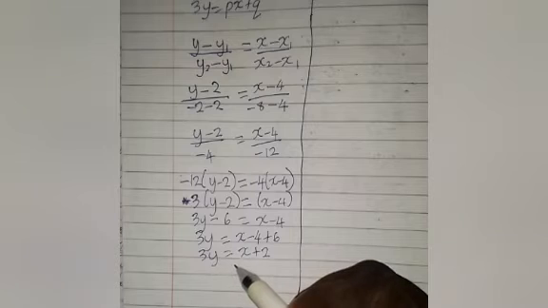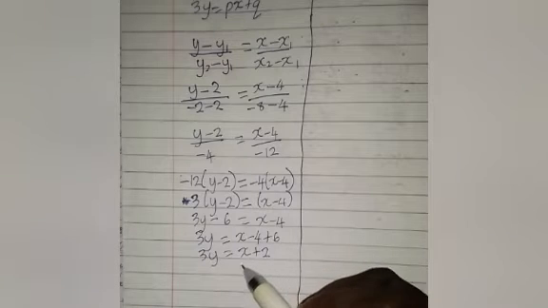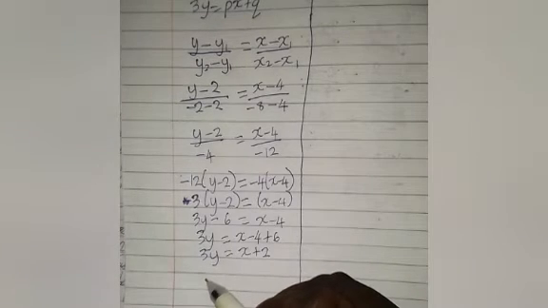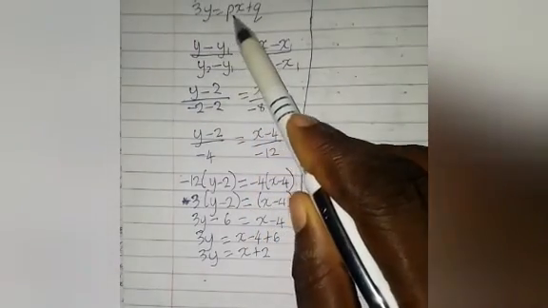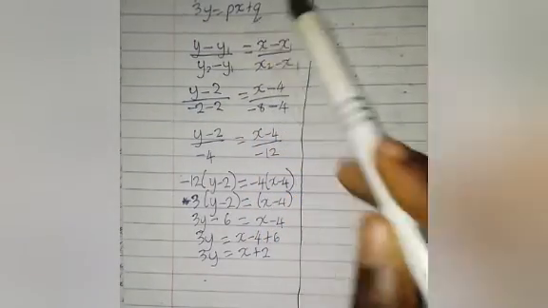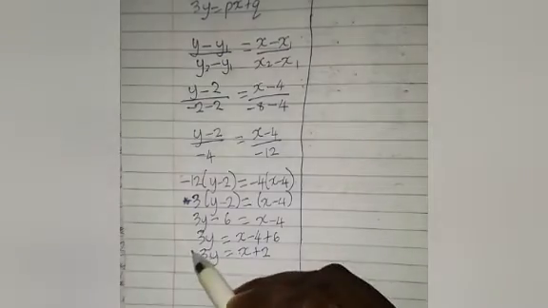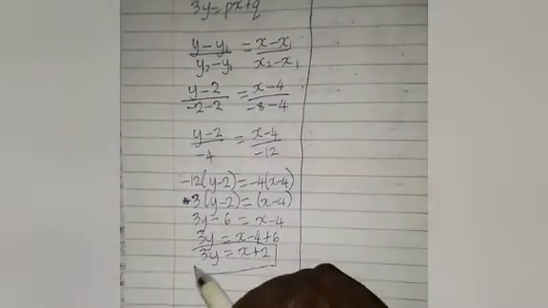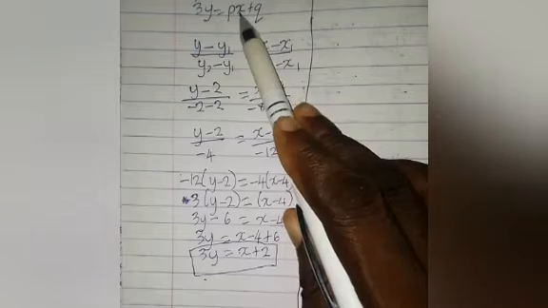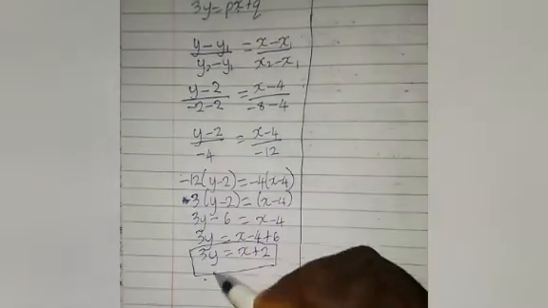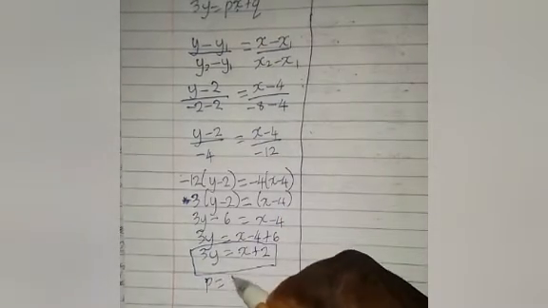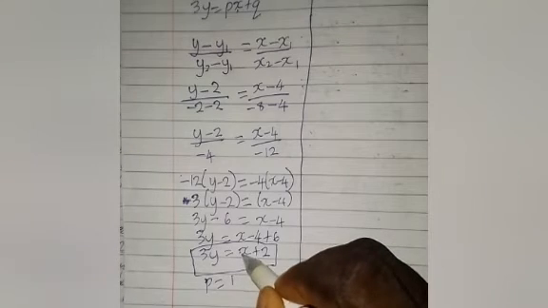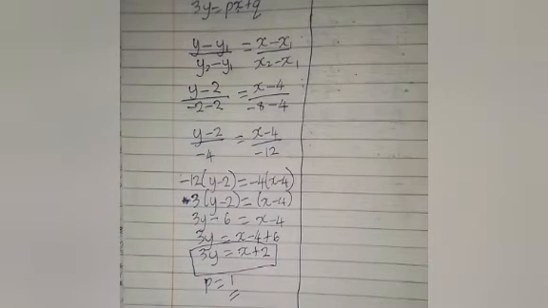Since 3y is equal to x plus 2, and we have 3y is equal to px plus q, this is in the same format. Since we are looking for p, it means that p is equal to 1, since the coefficient of x is 1.